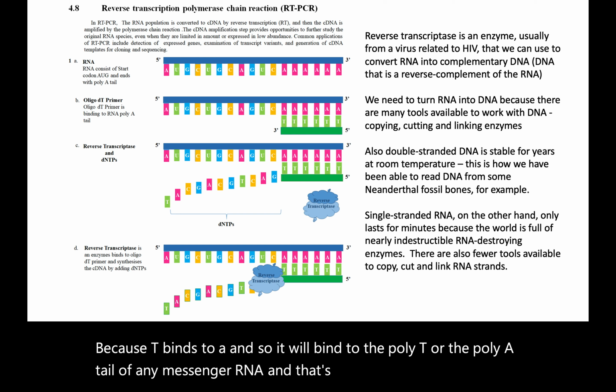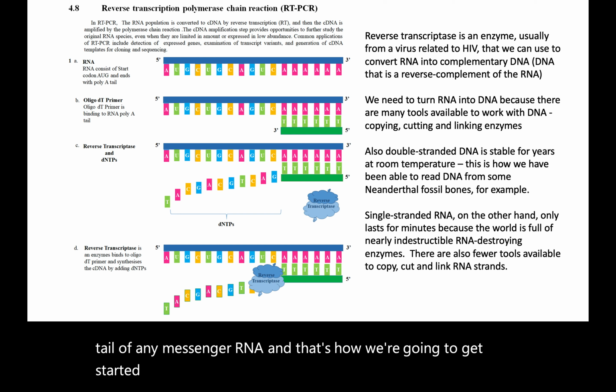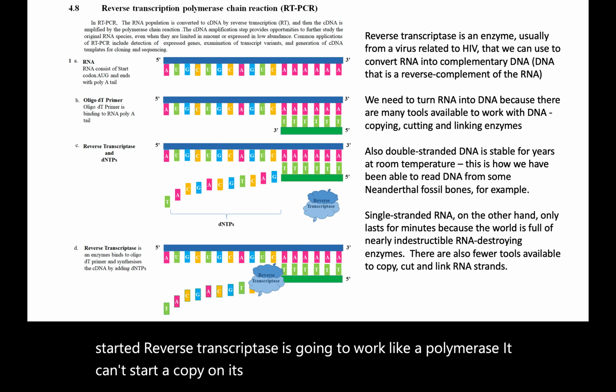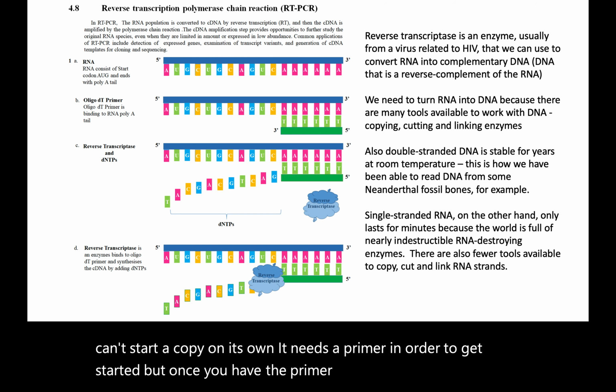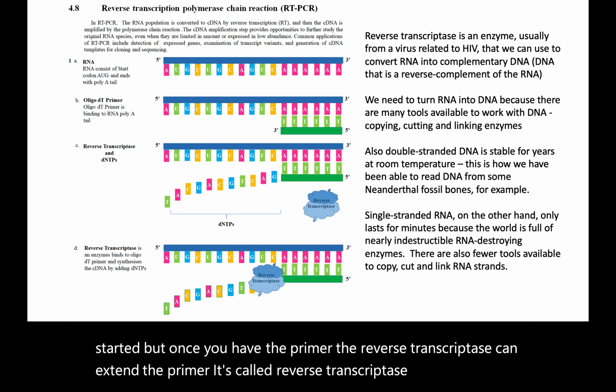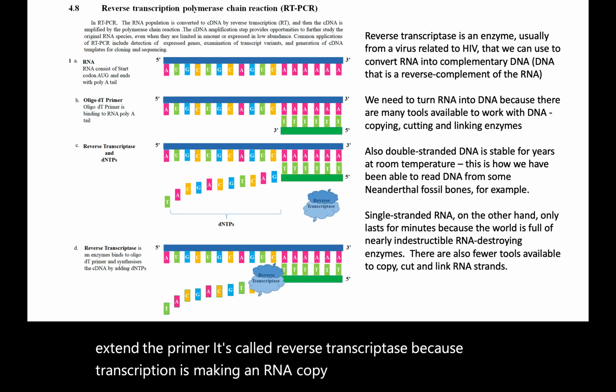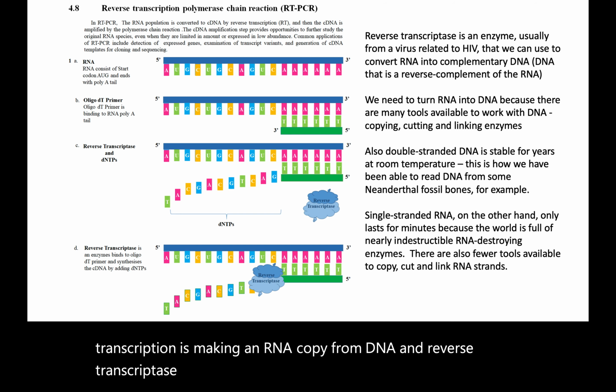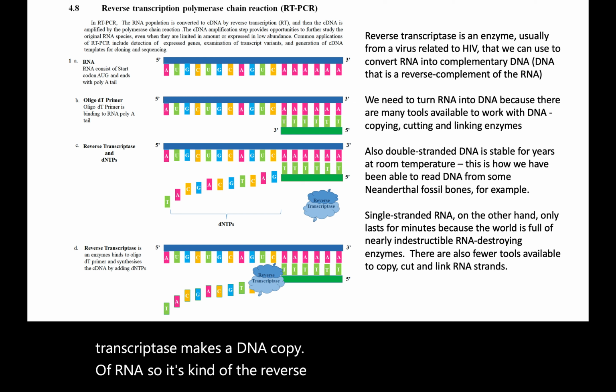That's how we're going to get started. Reverse transcriptase is going to work like a polymerase. It can't start a copy on its own. It needs a primer in order to get started. But once you have the primer there, the reverse transcriptase can extend the primer. It's called reverse transcriptase because transcription is making an RNA copy from DNA, and reverse transcriptase makes a DNA copy of RNA. So it's kind of the reverse of transcription.